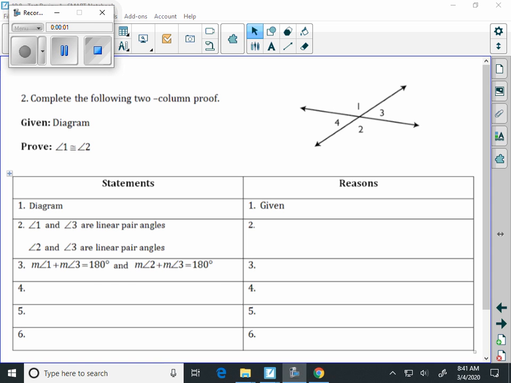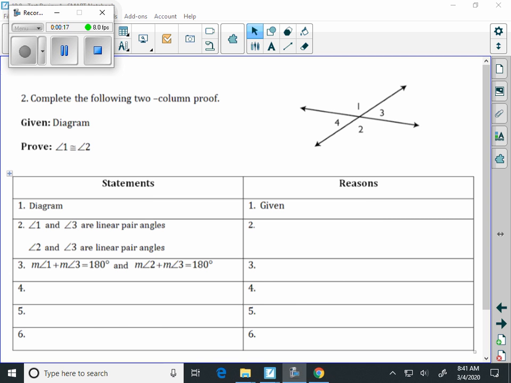But we're going to complete the following two-column proof, and what we're given is the diagram. So notice that that's already written for us in the statement and the reason. And then we've got a couple of statements already given to us, so that's certainly helpful.